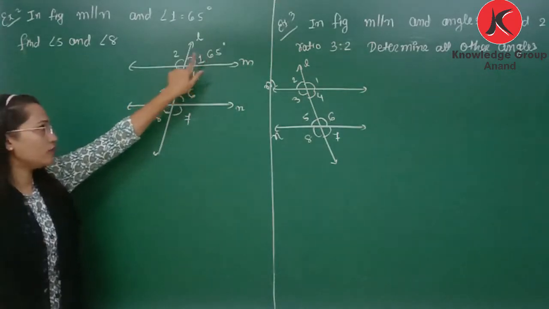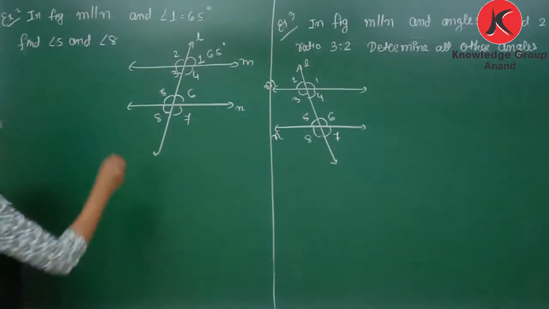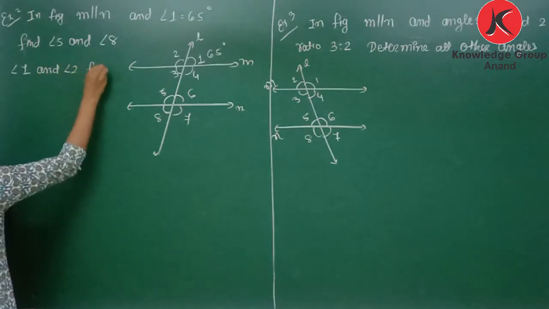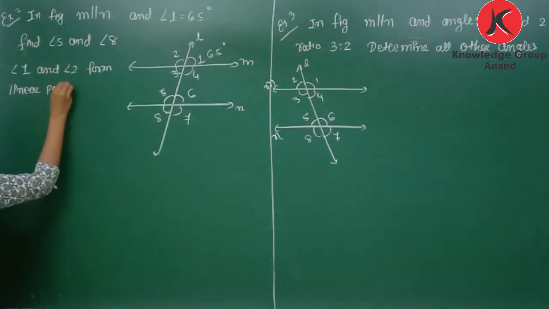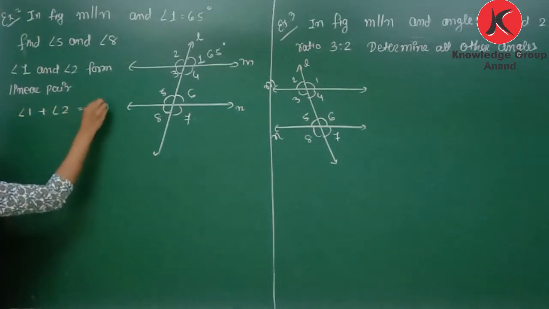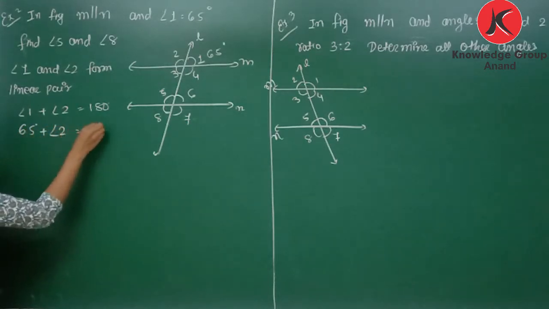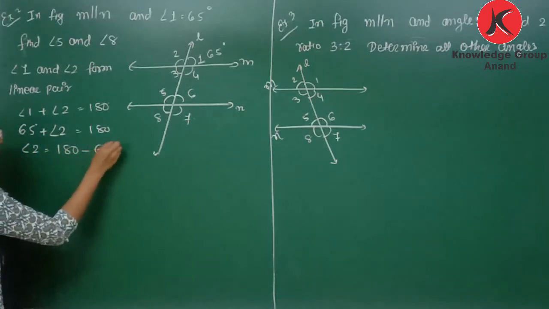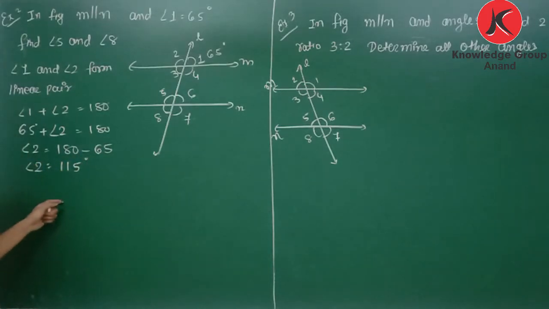Now from 65 we can find angle 2, because angle 1 and angle 2 form a linear pair, which means it is a straight line. So angle 1 plus angle 2 is equal to 180. Angle 1 is 65, and we need to find angle 2. Subtracting 65 from 180, we will get 115. So that is our angle 2.